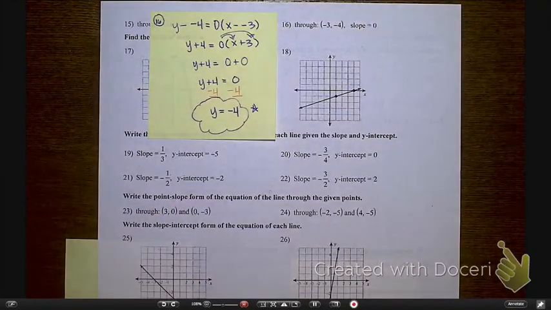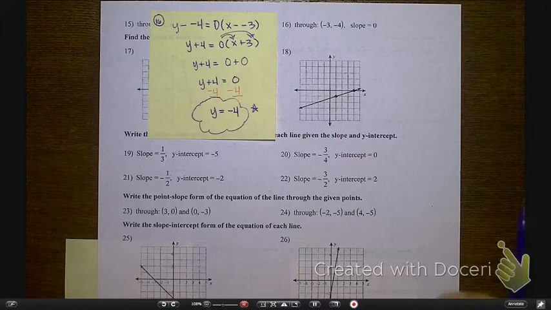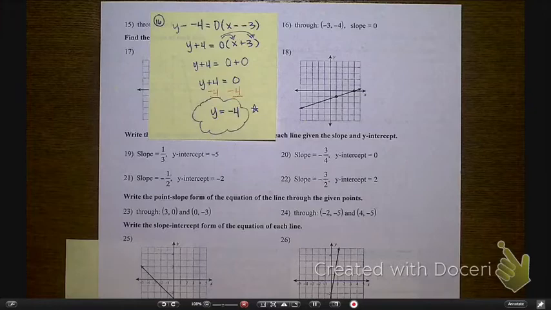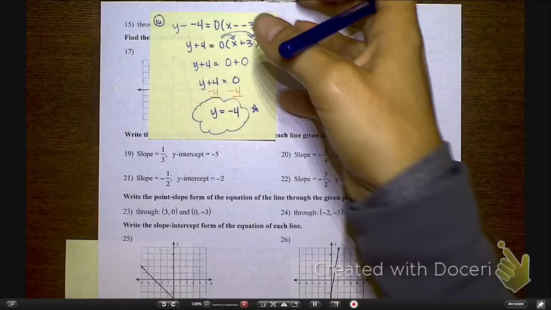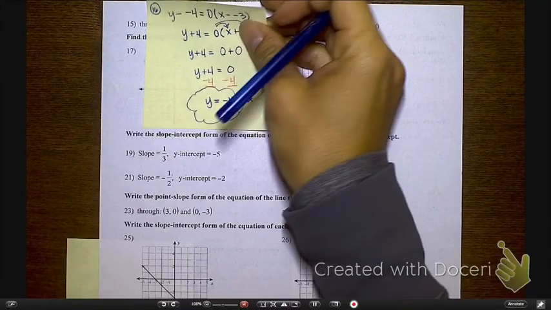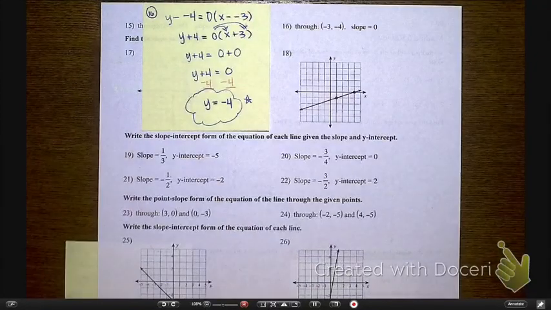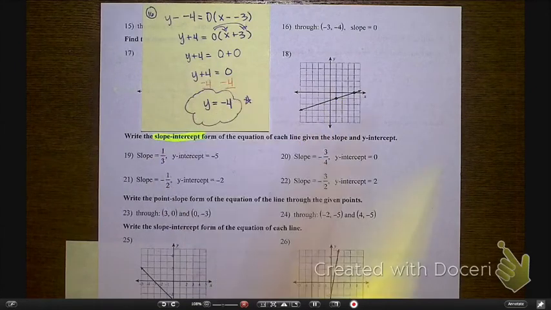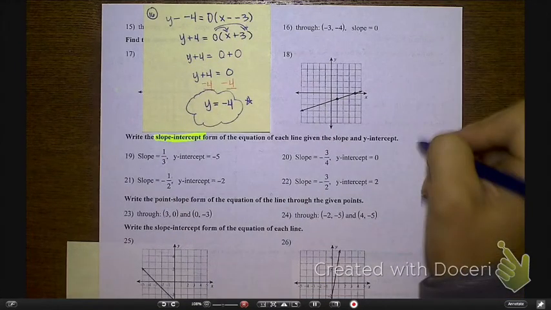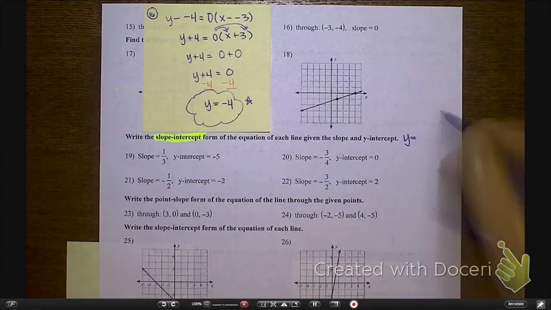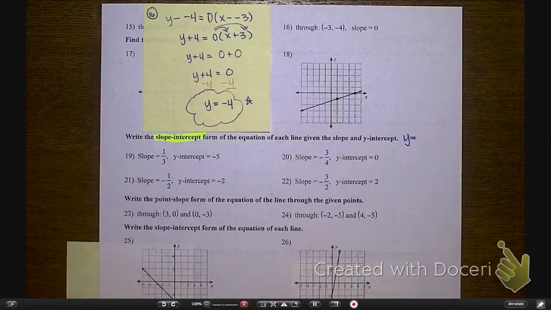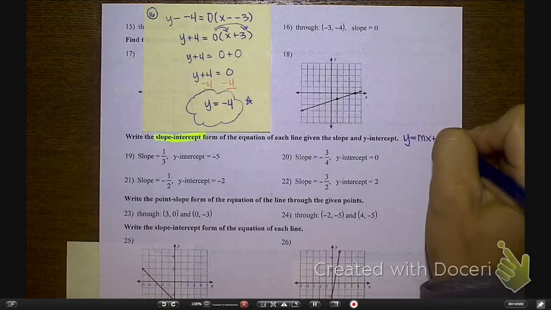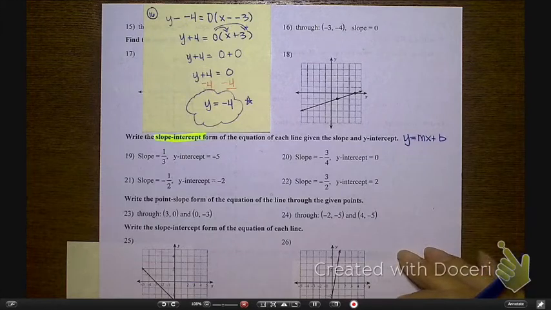Okay? All right. Okay, let's take a look at number 20 and 22, what you're supposed to be doing here. Okay, on 20 and 22, it says write the slope-intercept form of the equation of each line given the slope and the y-intercept. So it wants it in this form. What does slope-intercept form look like? y equals what? mx plus b. That is a form you should have memorized, right?